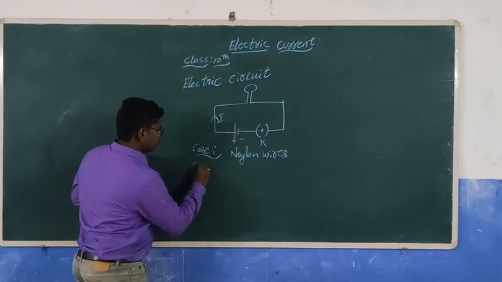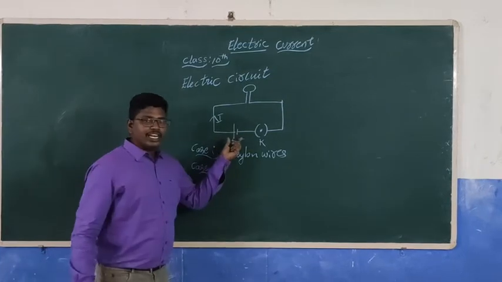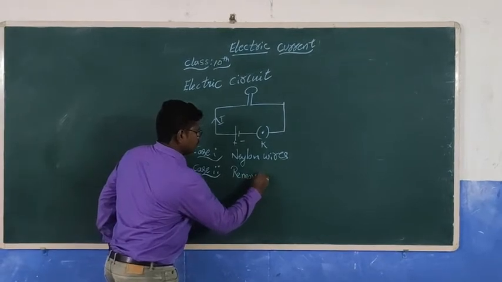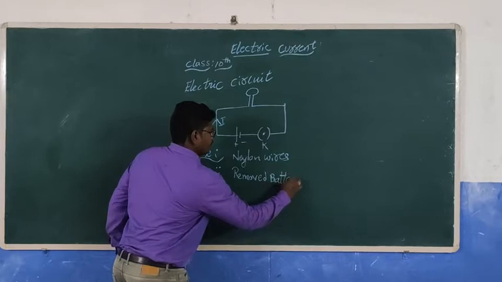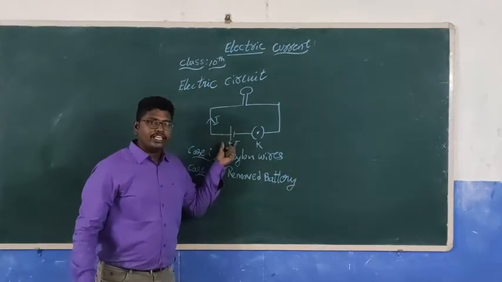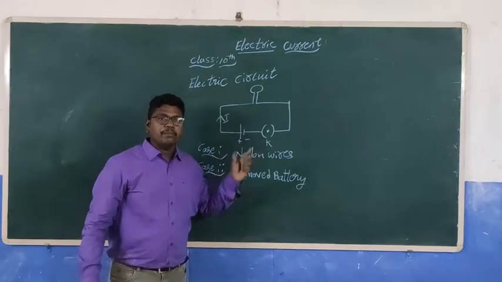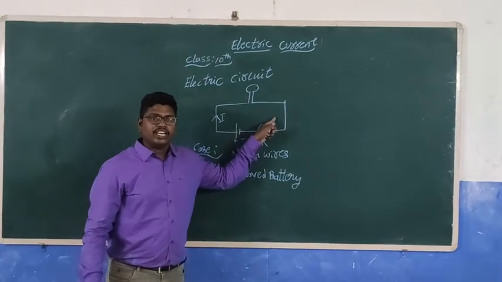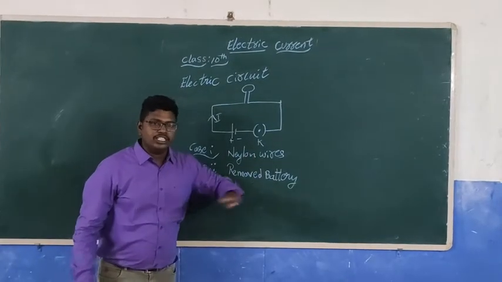Next, case 2. In case 2, I am not connecting a battery, so I remove the battery. Whenever I remove the battery, the bulb does not glow, because the battery's function is converting chemical energy into electrical energy. Without a battery, there is no charge carrier, so the bulb does not glow.